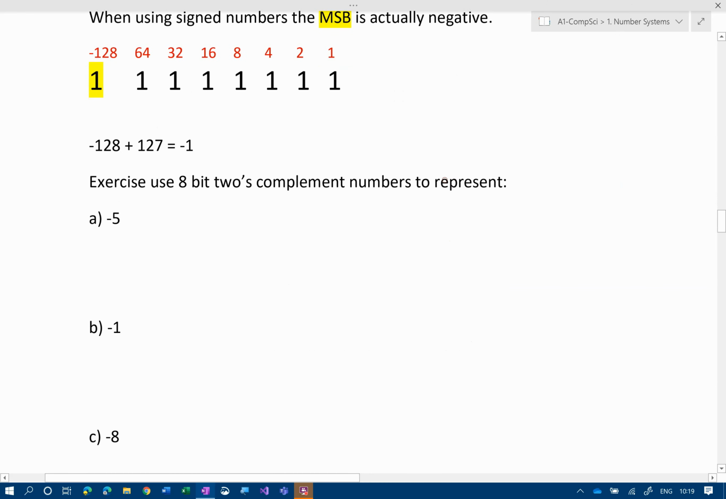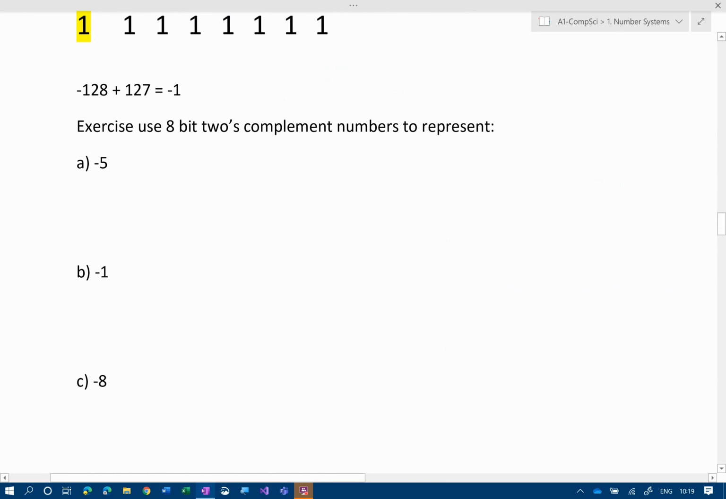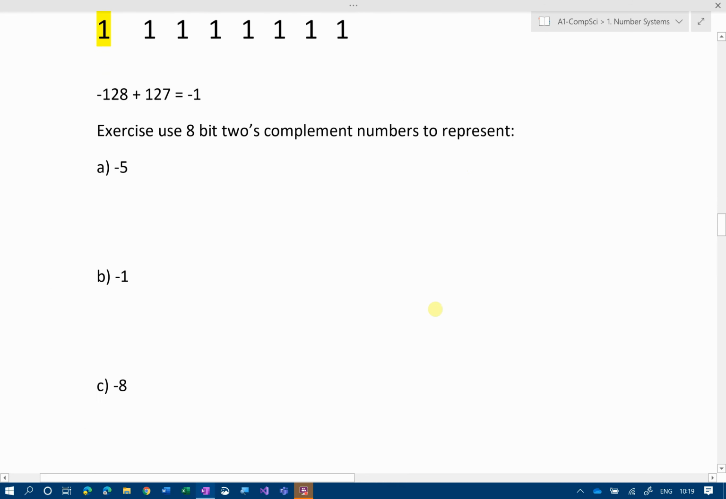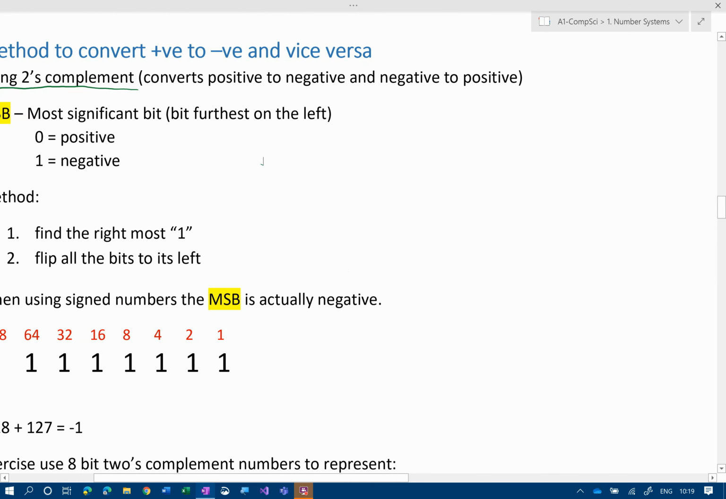So there's some exercises there. So use 8 bits 2's complement to represent -5. Now let me just do a different example. Let me just do one. Let's do -9. Should we do -9? Yeah. So let's do -9 using 8 bits.